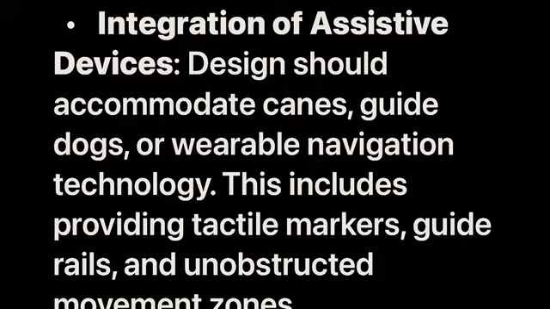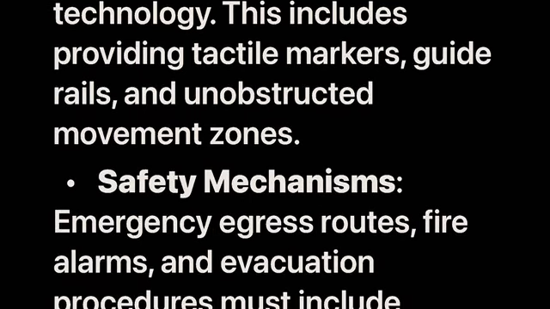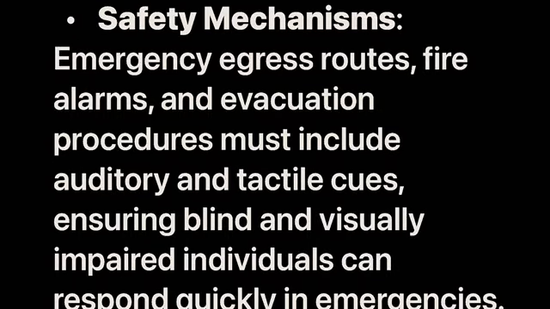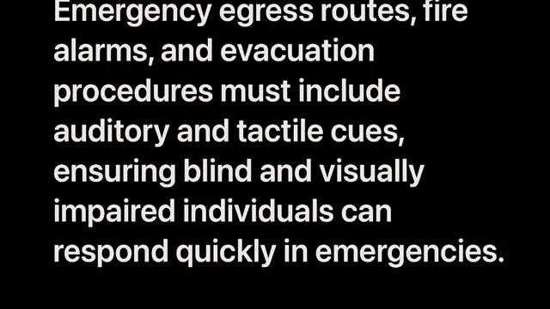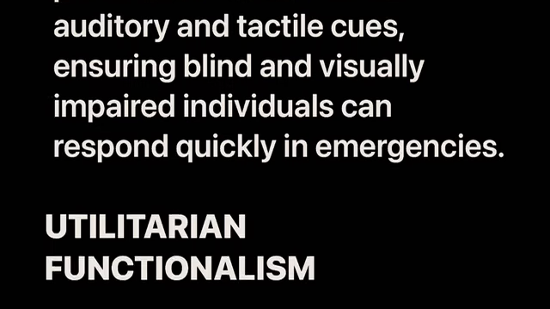Integration of assistive devices. Design should accommodate canes, guide dogs, or wearable navigation technology. This includes providing tactile markers, guide rails, and unobstructed movement zones. Safety mechanisms. Emergency egress routes, fire alarms, and evacuation procedures must include auditory and tactile cues, ensuring blind and visually impaired individuals can respond quickly in emergencies.